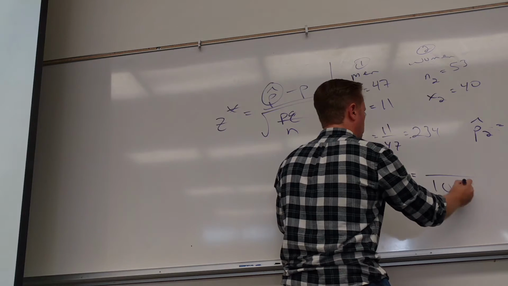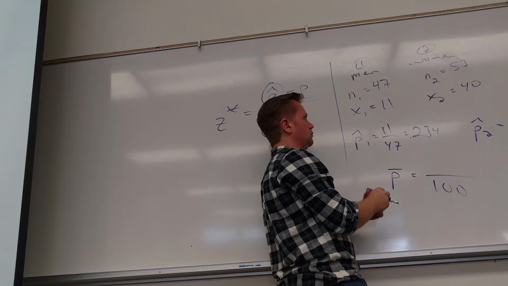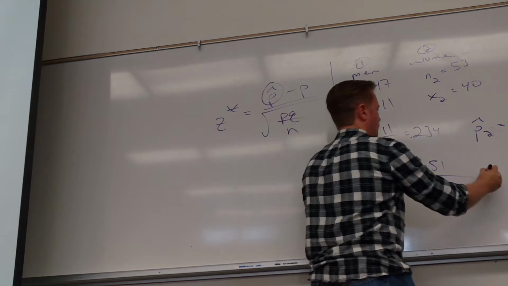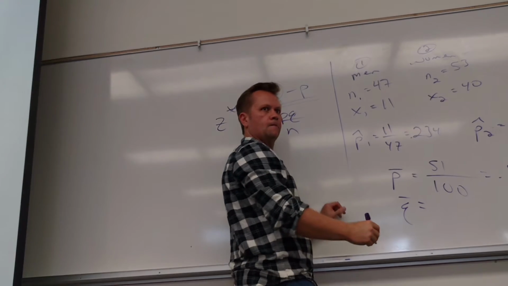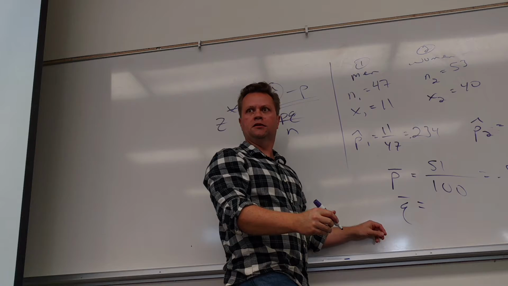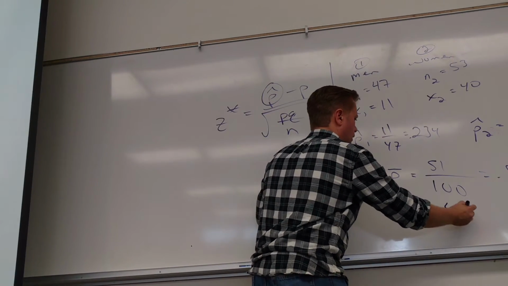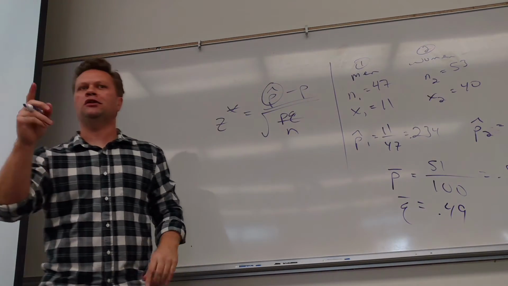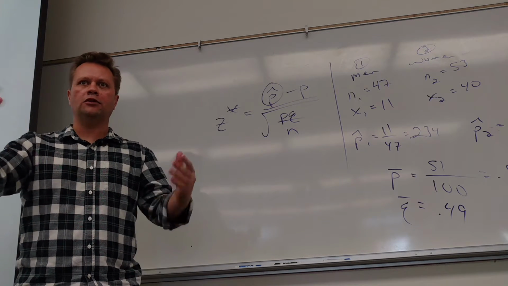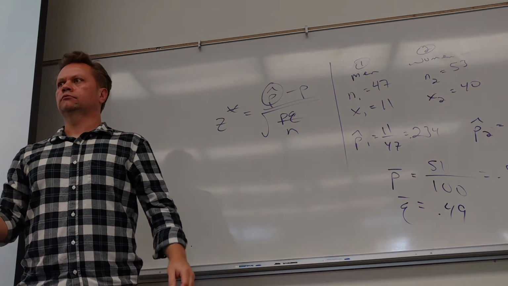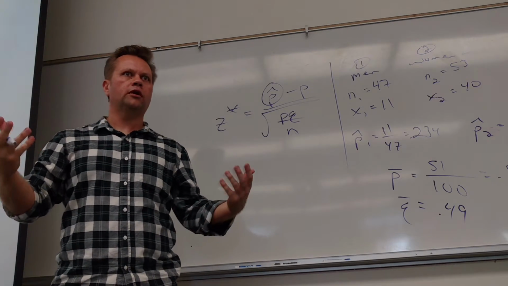So 100 total people, and how many successes did I have total? 51. So thankfully that's just 0.51. So what's Q bar? 0.49. This is why I said earlier, no matter what they're wearing, P and Q have to add up to 1. No matter what they're wearing. Hats, bars, earrings, whatever.